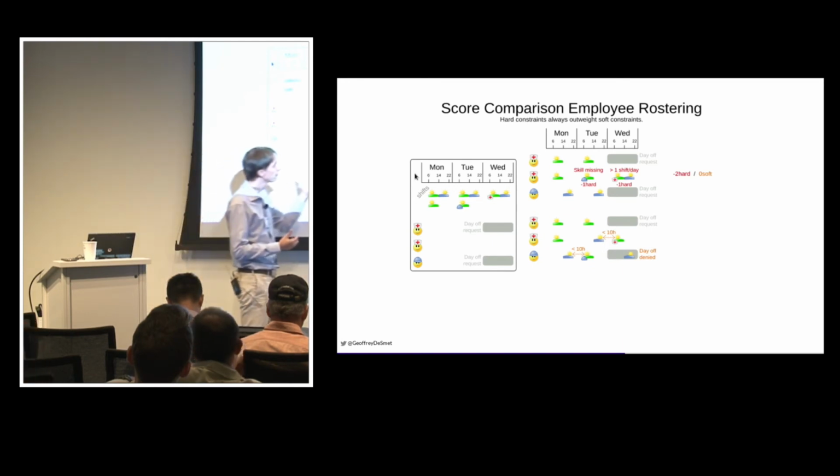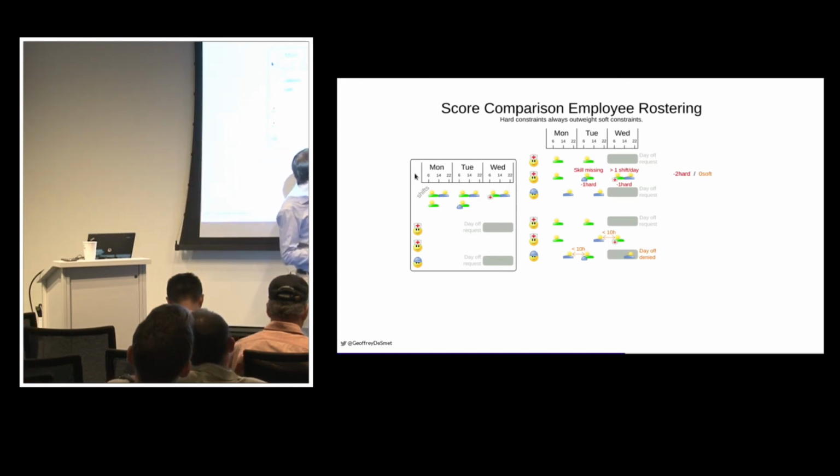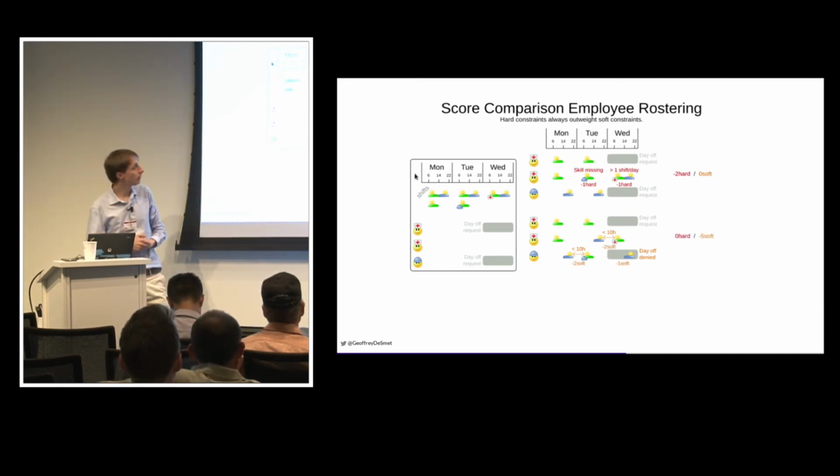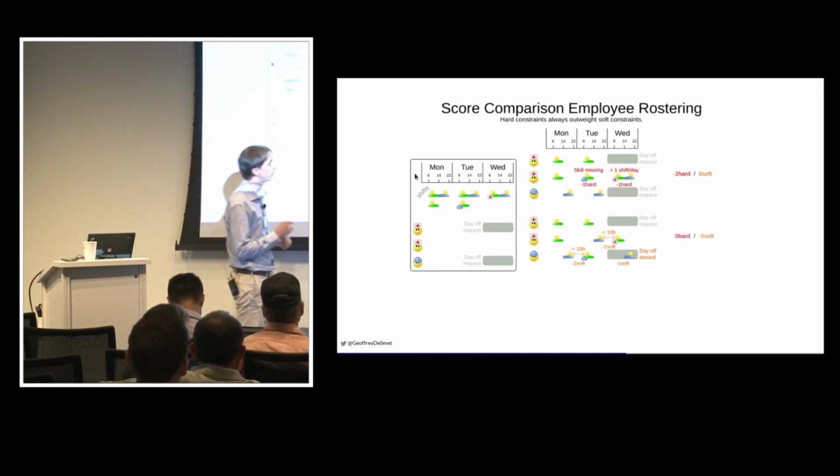Here's another solution. And you can see now we are not breaking any hard constraints anymore, but we are breaking a number of soft constraints. There's no 10 hours between those two shifts twice. We have this twice, and then there's a day off request that is denied. This one will score as 0 hard, but as -5 soft.